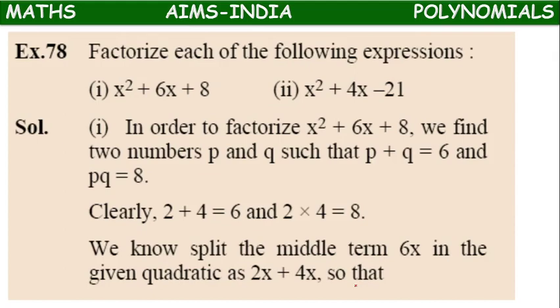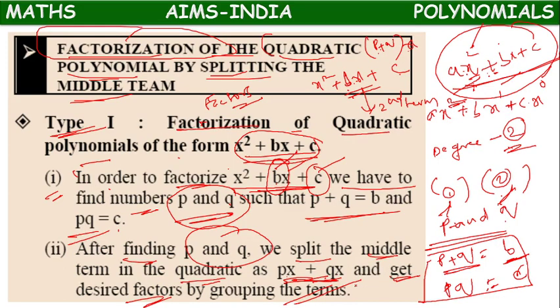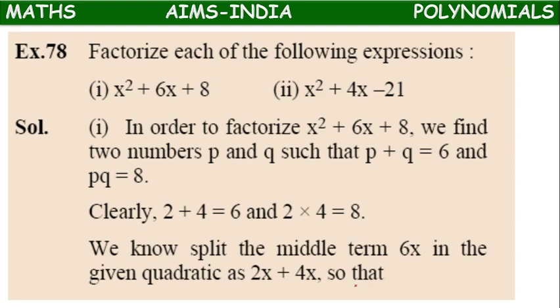Now, based on these steps, let's observe some examples so that we get clarity regarding the factorization of quadratic polynomials. Here, children, the highest power is 2, so this is a quadratic polynomial. We are going to do factorization of this quadratic polynomial and find its factors.